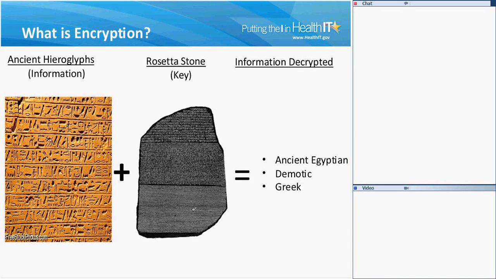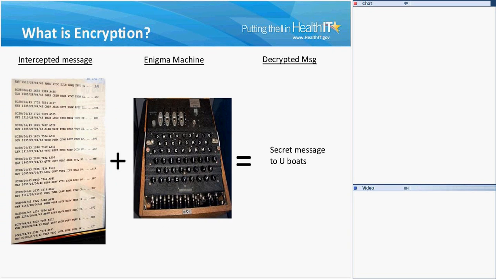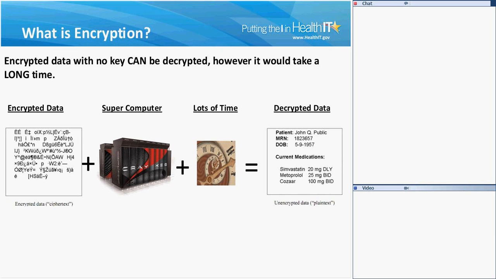During World War II, the Germans encrypted information with a device called the Enigma machine. Had it not been for the capture of the Enigma machine or the discovery of the Rosetta Stone, deciphering both of these communications would have been a daunting task. It is the same concept with today's encryption methods. Without the key, deciphering encrypted data would take a very long time.